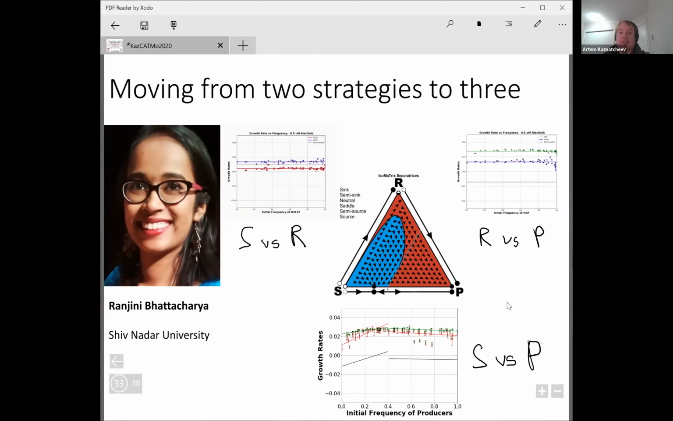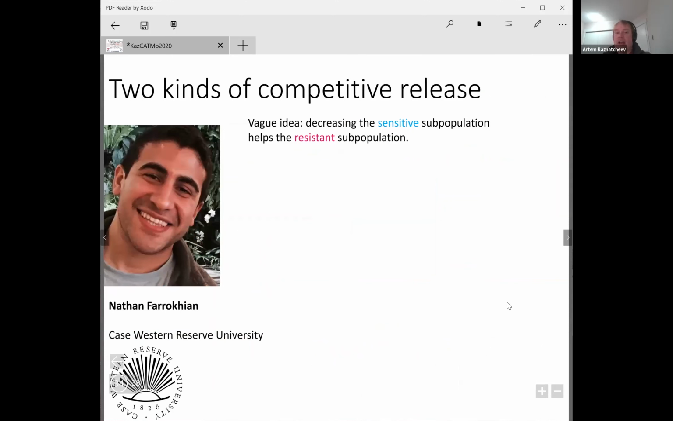Now, against this, we might ask, what kind of strategies, tactics does the tumor have available to it? And one of the ones that we often discuss is this idea of competitive release, which Nathan was really excited about and taught me a lot about. The vague idea of competitive release is that decreasing the sensitive subpopulation in some way helps the resistant population, or conversely, increasing the sensitive subpopulation hurts the resistant population. That's the vague idea.